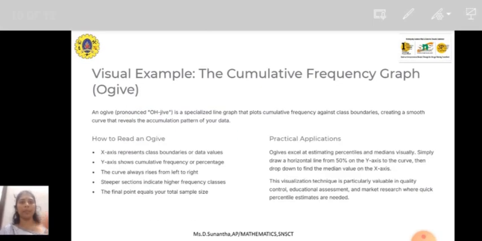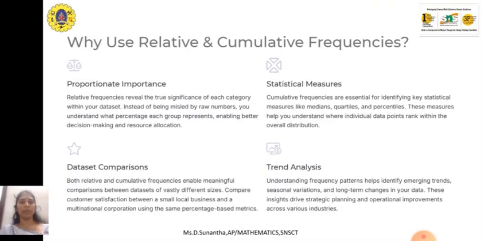Next is why use relative and cumulative frequencies. First, the proportionate importance. Relative frequencies reveal the true significance of each category within a data set. Instead of being misled by raw numbers, you understand what percentage each group represents, enabling better decision making and resource allocation.